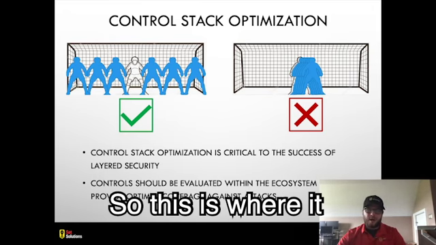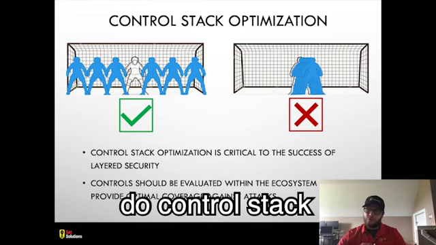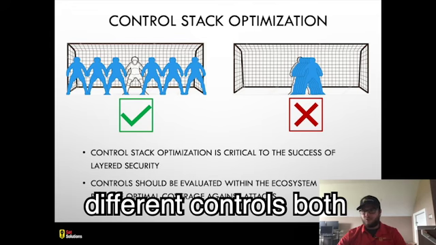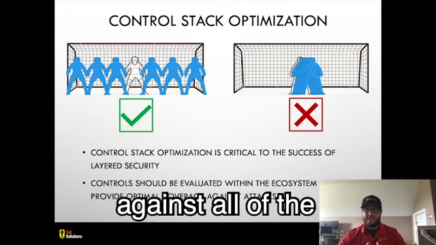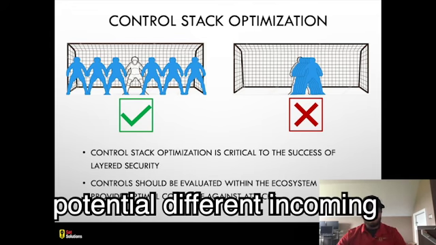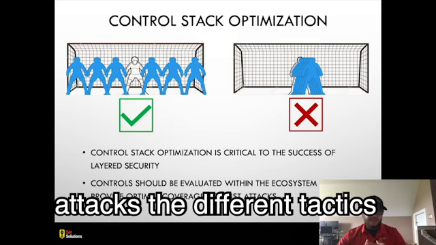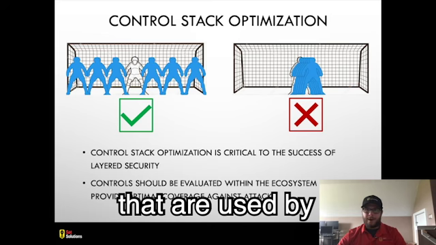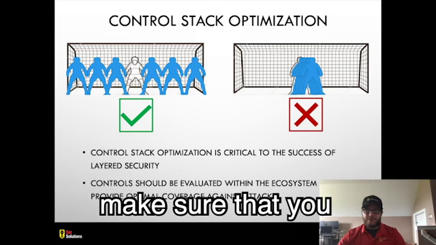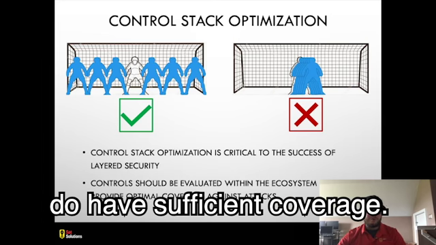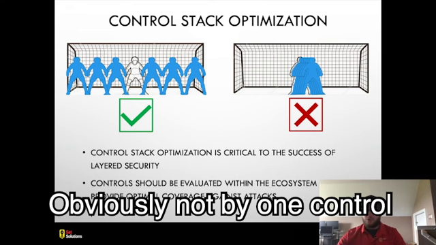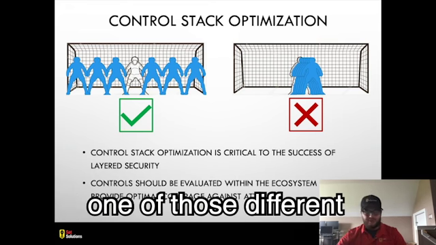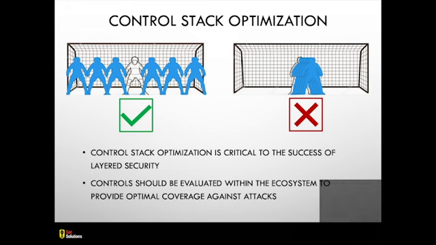So this is where it is absolutely critical to do control stack optimization. And that is to evaluate each of your different controls, both detective and preventative, against all of the potential different incoming attacks, the different tactics, techniques, and procedures that are used by cyber adversaries, to make sure that you do have sufficient coverage, obviously not by one control, but at least by some of the controls in your environment for every single one of those different types of techniques.